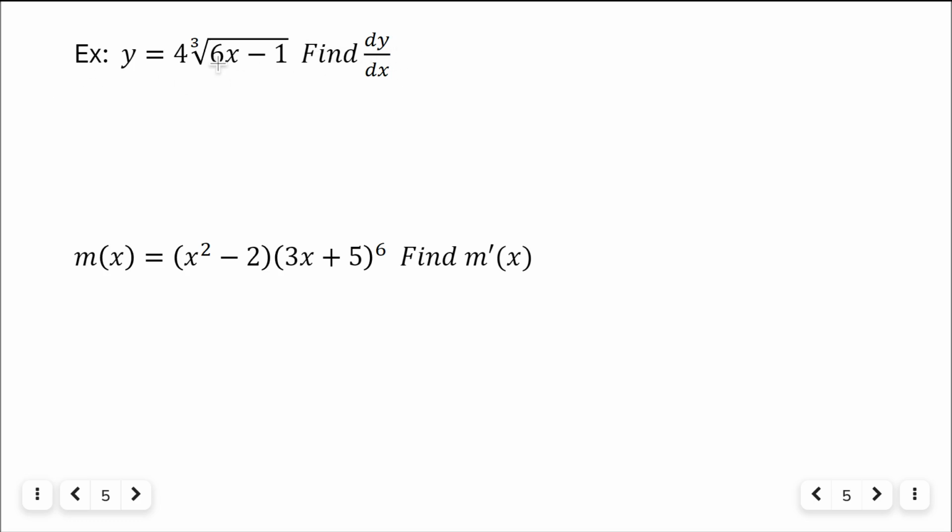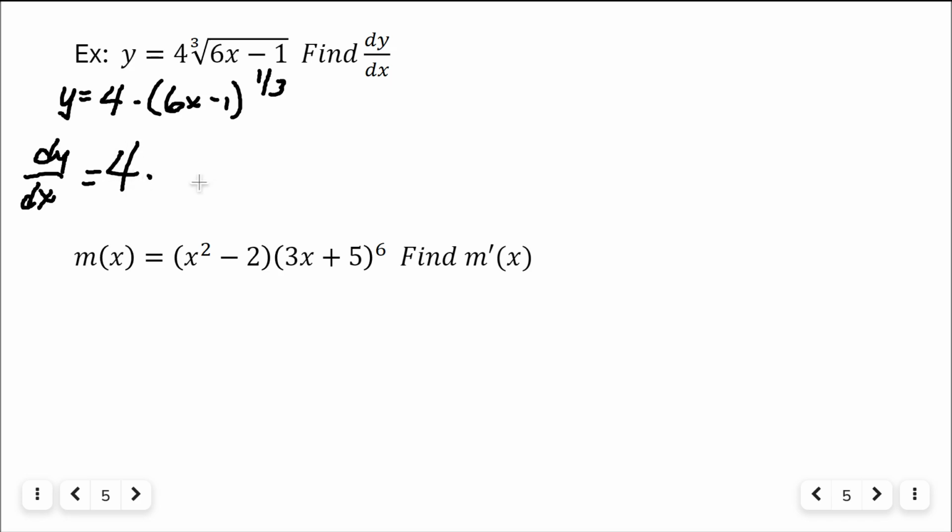Let's rewrite this first. So y is really equal to 4 times 6x minus 1 to the 1/3. And now we're going to go find the derivative. So we're going to leave the 4 out of it. It has nothing to do with it. Just leave it there. It's a constant multiplier. You can stick it in the front. Just leave it there. We're trying really to derive the 6x minus 1 to the 1/3 power. So that's blah to the 1/3.